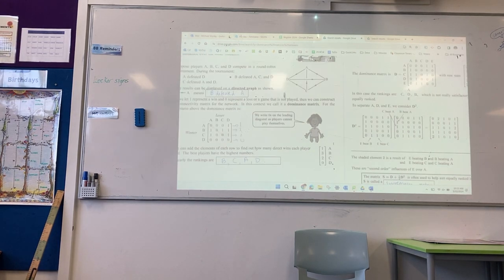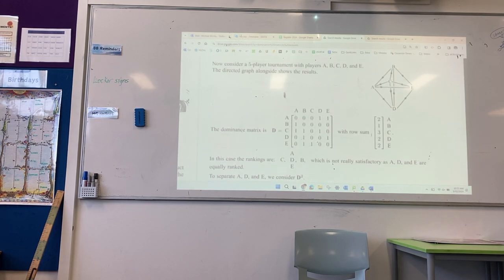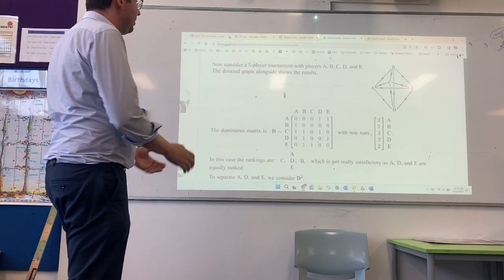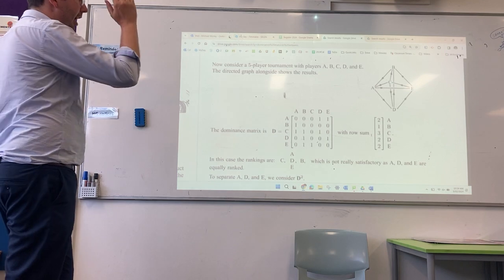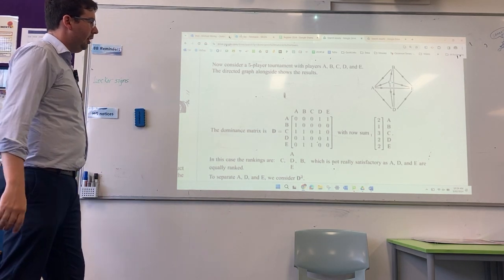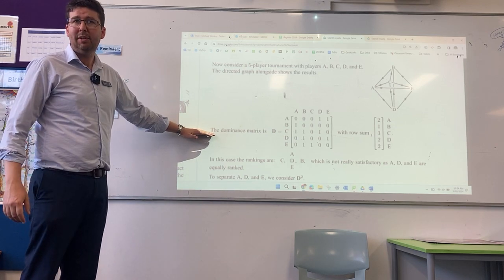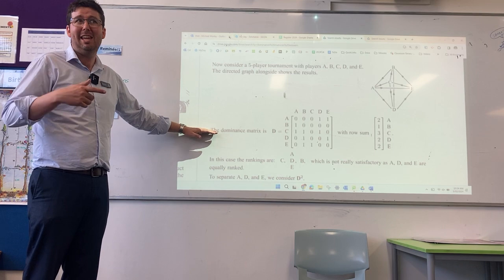Now let's consider something different. Let's consider a 5-player tournament. All right, we were looking at 4 players, now can we look at 5 players? Here's our 5-player tournament. There's all the people playing. There's the directed graph. You with us so far? We've got our dominance matrix here. Remember, a dominance matrix is pretty much just a connectivity matrix. It's just called D instead of C.